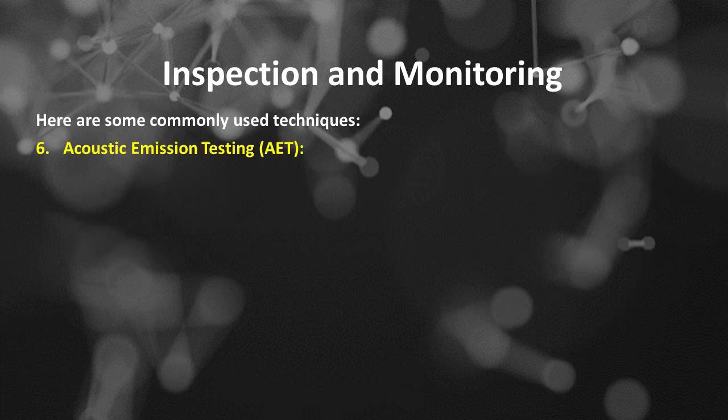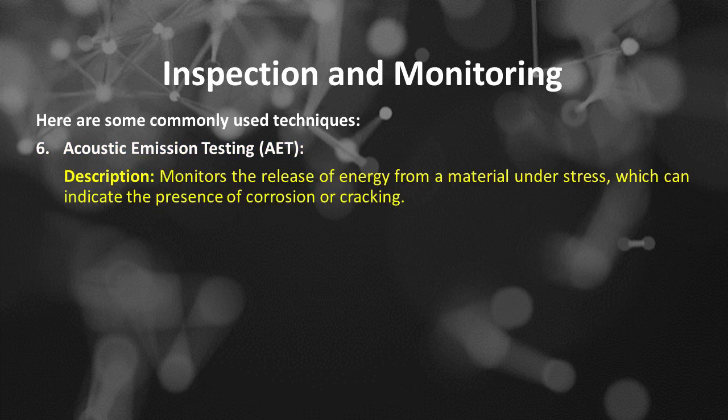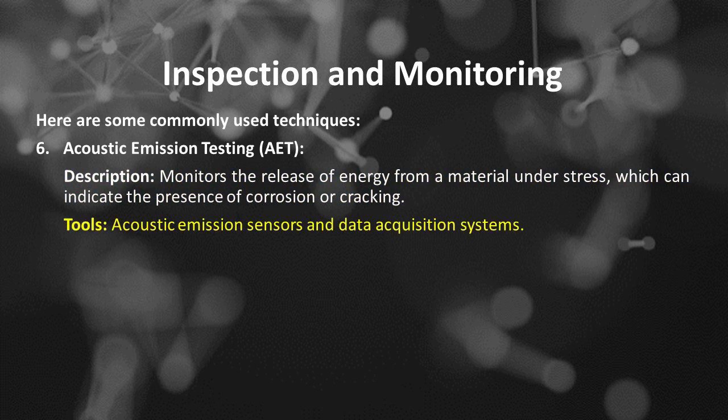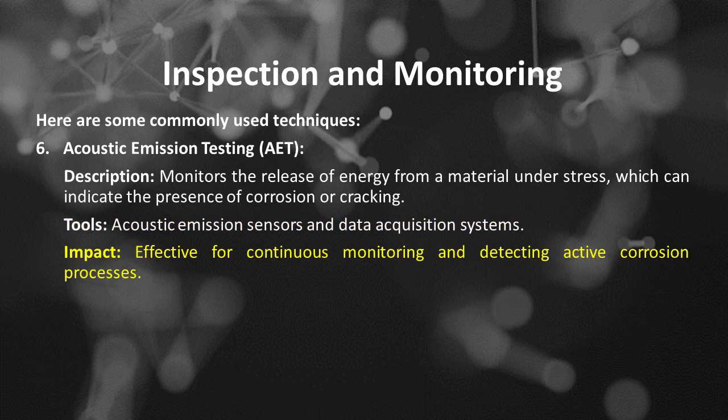Technique number 6 is acoustic emission testing, or AET. Acoustic emission testing description. Monitors the release of energy from a material under stress, which can indicate the presence of corrosion or cracking. Acoustic emission testing tools: acoustic emission sensors and data acquisition systems. Acoustic emission testing impact: effective for continuous monitoring and detecting active corrosion processes.